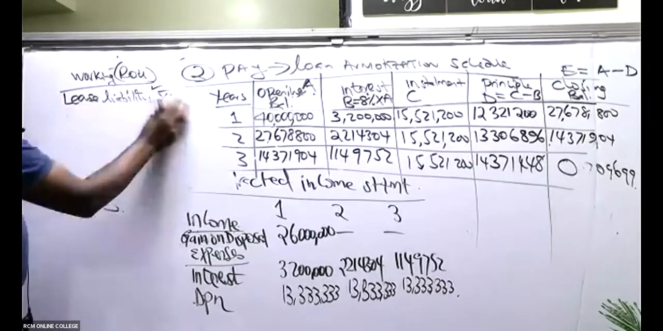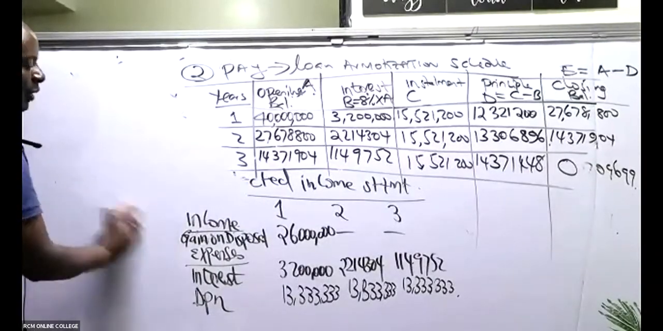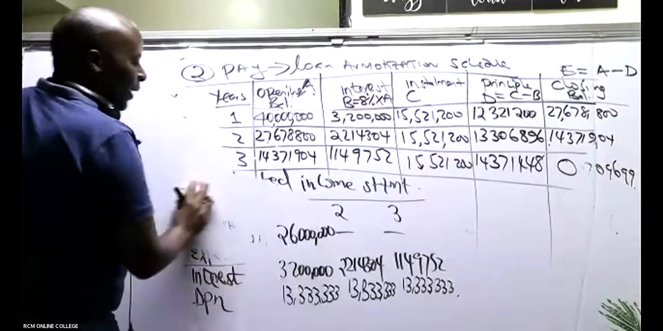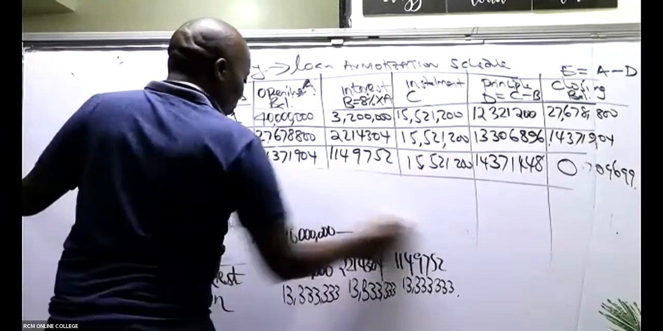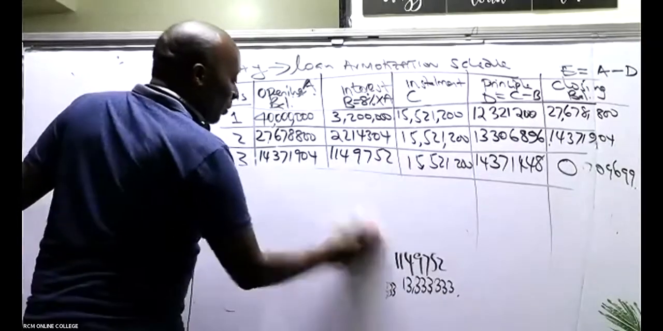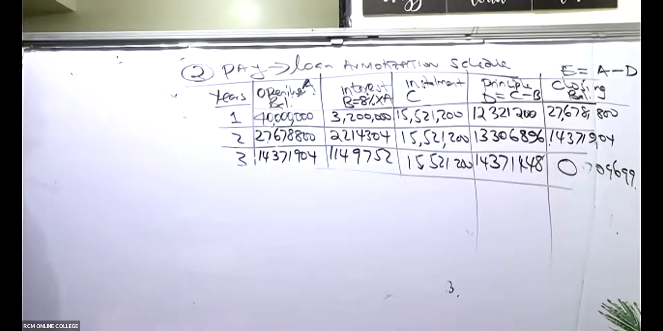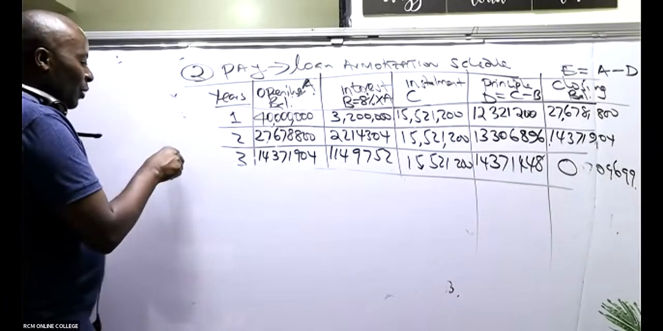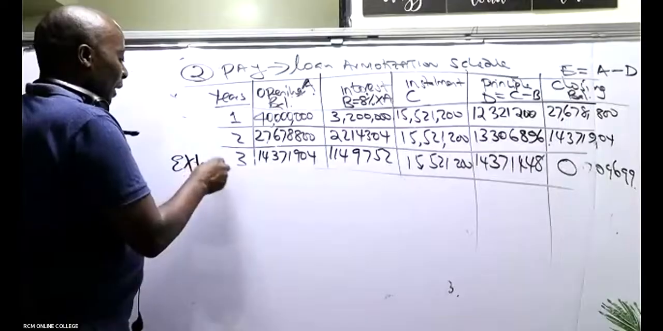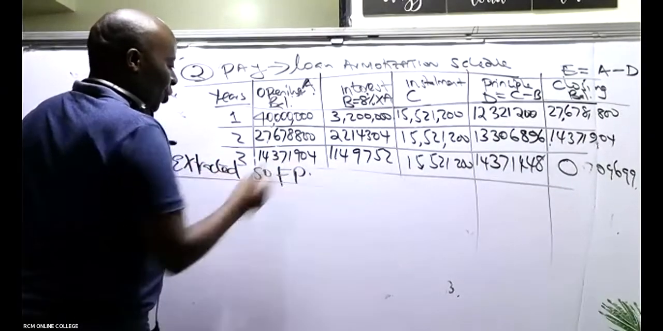All right. So the last one, number 4, now you'll be able to give us an extracted statement of financial position. So give us here the extracted statement of financial position.